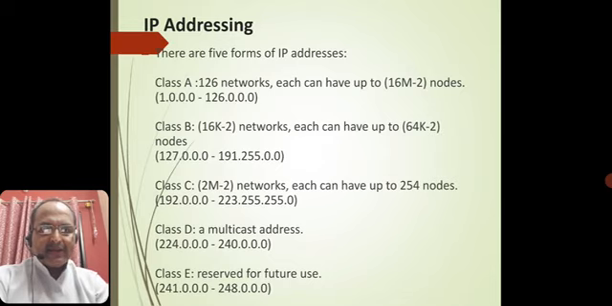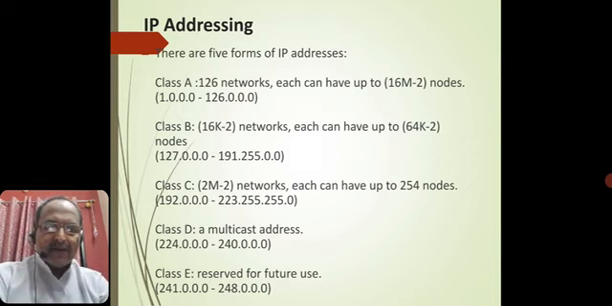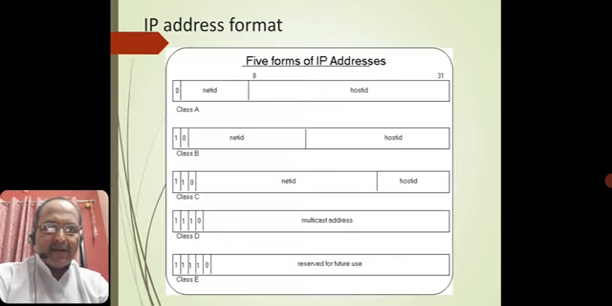Class D is a multicast address, where a large number of addresses can be broadcast to simultaneously; it's called a multicast address. Class E is reserved for future use. Class D begins with 224 and class E is reserved for future use, from 240 onwards. So there are the 5 forms of IP addresses that we use in designing and setting up IP configuration, either static or dynamic.